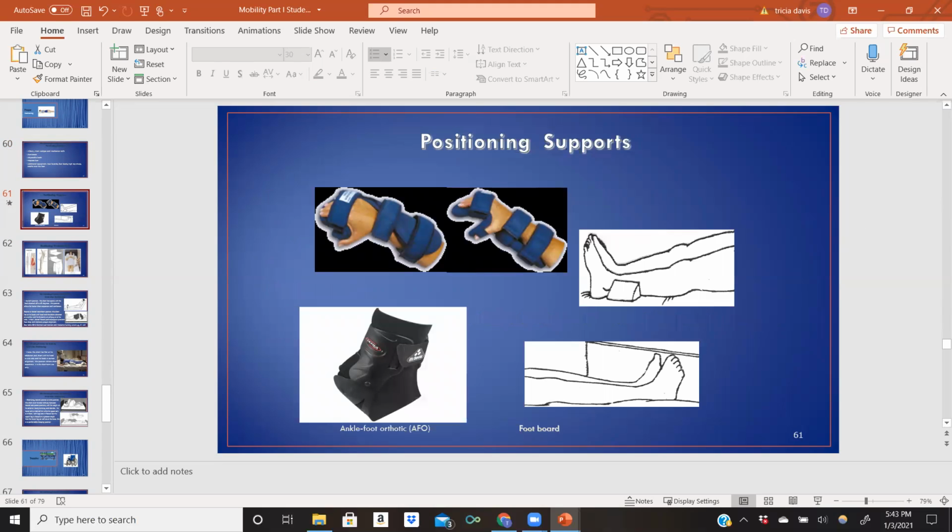So these are just a picture of some supports that you may see in your hospital. At the bottom is an ankle foot orthotic. This is the footboard. You can see down here at the end of the bed, see how the patient's toes and his heels are right up against that footboard.